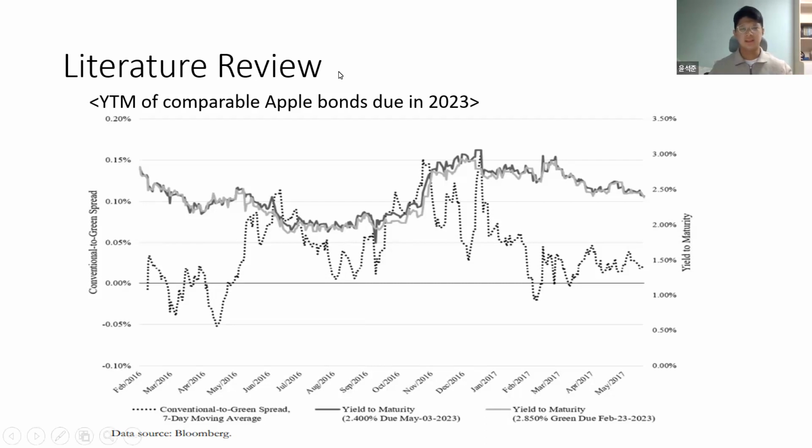The literature review was conducted on Apple's first green bond, which was issued in 2016 and matured in 2023. After the first issuance, two more green bonds have been issued. This paper will focus on analyzing the second and third green bonds issued by Apple with the same research method, to find out the conventional to green spread of them.